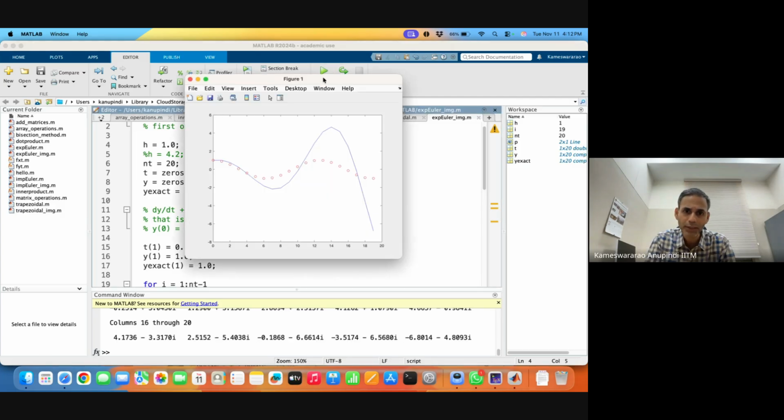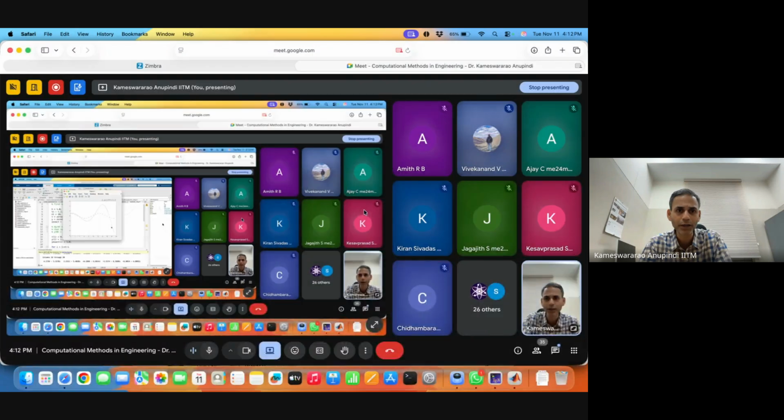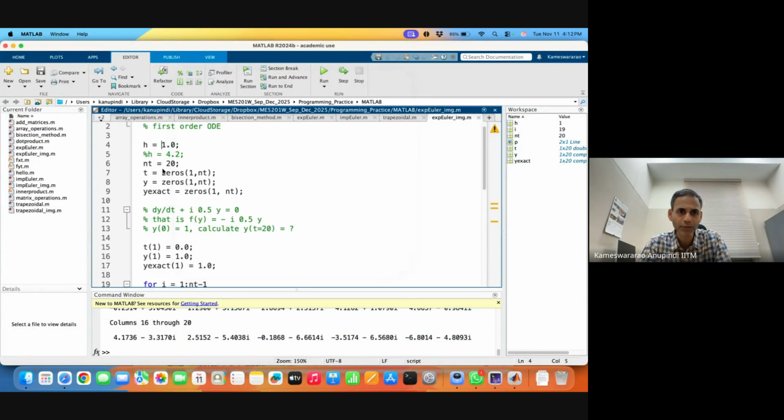So I'm going to run this. You can clearly see the red circles are the exact solution. It is varying between +1 and -1. But you can see the blue solution is already diverging, right? You can see that its amplitude is increasing. That means if I run it for a little longer, instead of 20, if I put 80, it will grow larger and larger, and it's going to diverge.